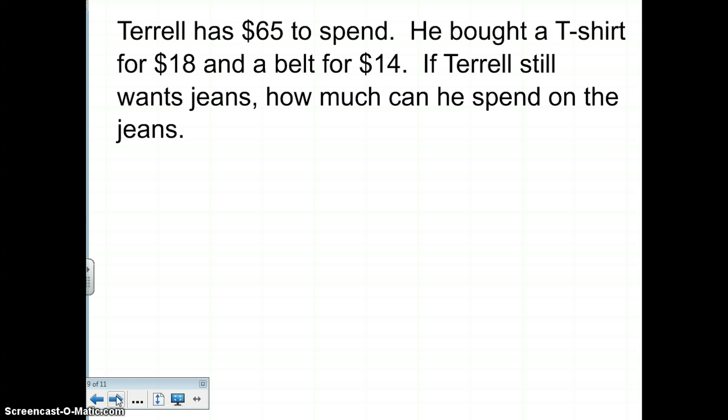Okay, here we have a little different scenario. Somebody's shopping for jeans. They have $65. They buy a t-shirt that's 18, a belt for 16. They're still wanting to buy jeans and need to know how much they could spend on the jeans without going over their $65. So in this case, they could spend up to $65 or anything less. So we could go less than or equal to $65.